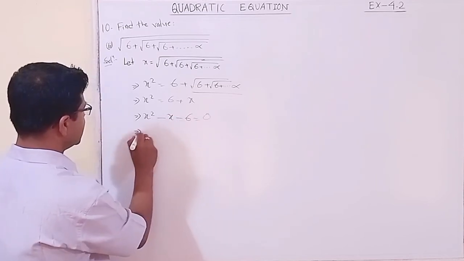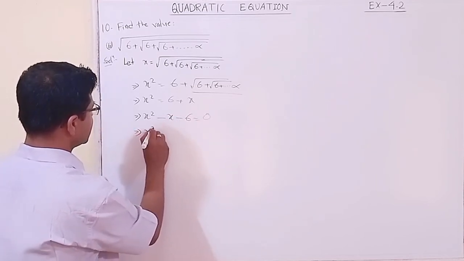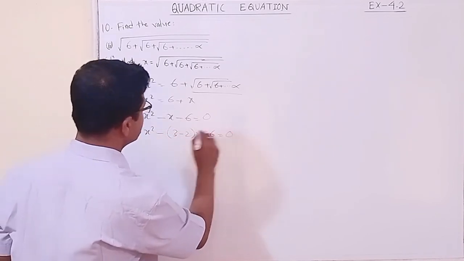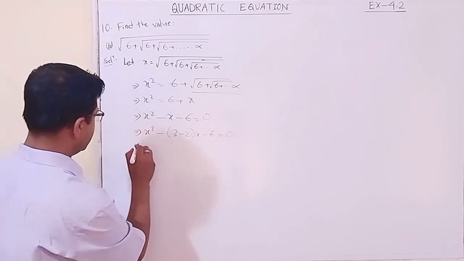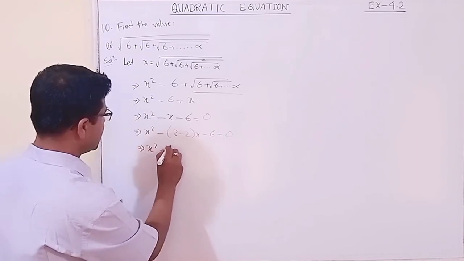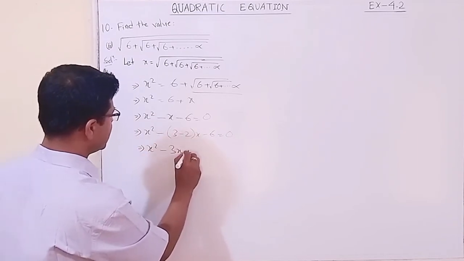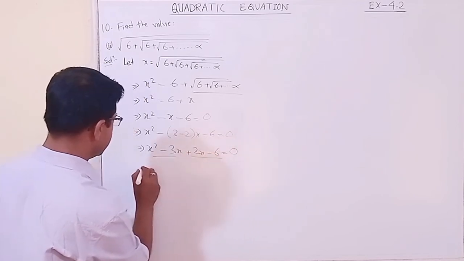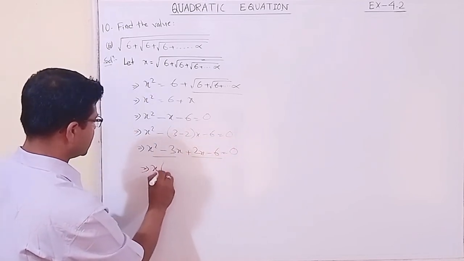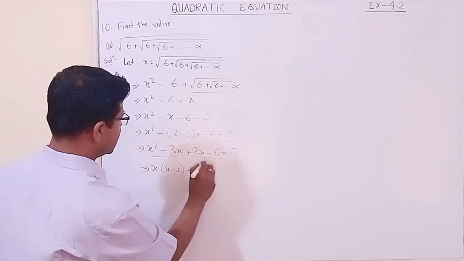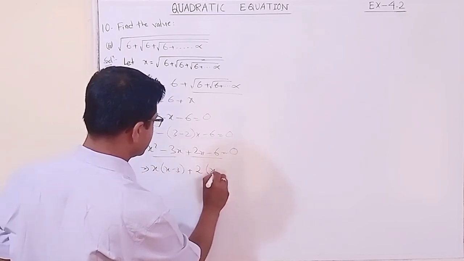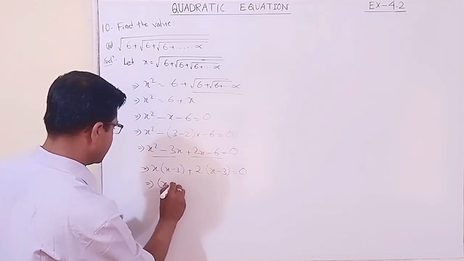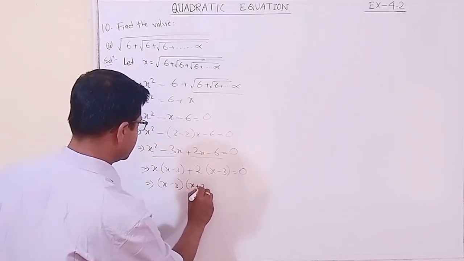Let us do the middle term splitting. So this is x square minus x minus 6 equal to 0. We are doing the middle term splitting. Alright, so x square minus 3x plus 2x minus 6 is equal to 0. Let us make two pairs. In the first pair, what is common? x is common, x minus 3. In the second pair, 2 is common, x minus 3. (x minus 3)(x plus 2) is equal to 0.